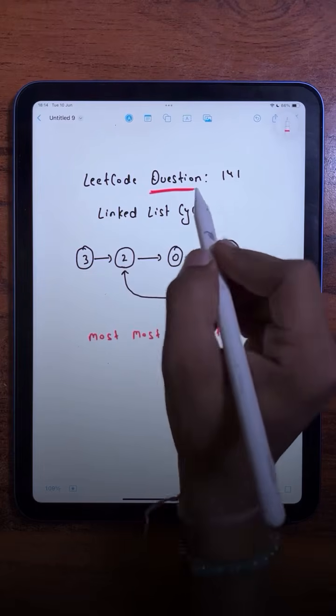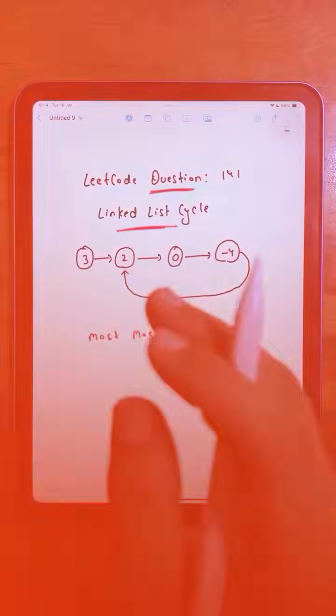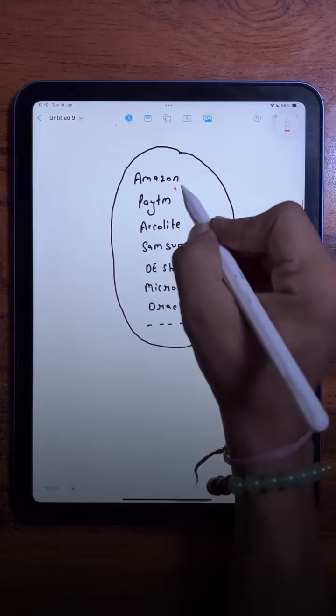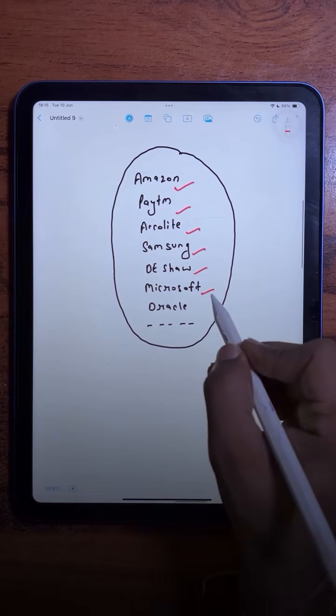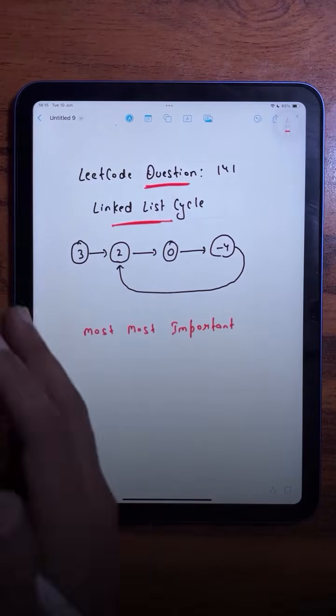So guys, the question that we are going to solve today is this LinkedList cycle, and this is one of the most important questions from LinkedList, and this question has been asked in so many companies like Amazon, Paytm, Accolite, Samsung, DShaw, Microsoft, Oracle, and the list goes on. And today we will be learning two approaches for this question, but before that let's see what the question is saying.